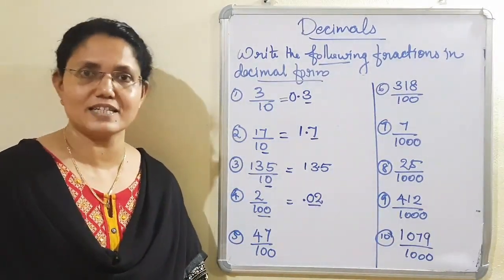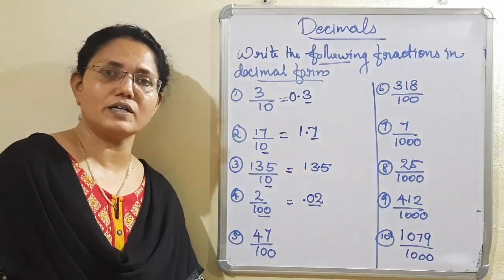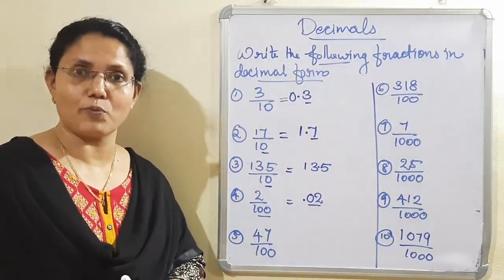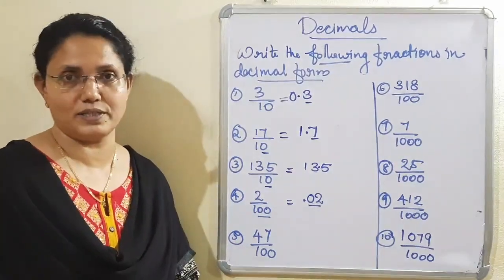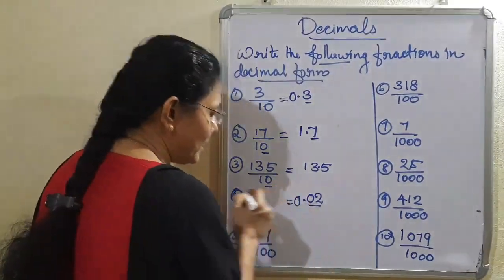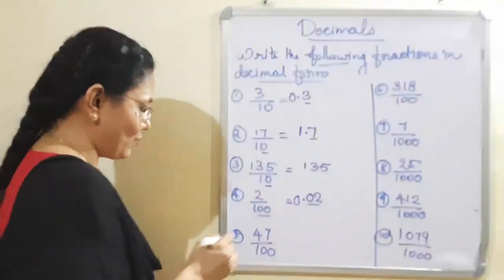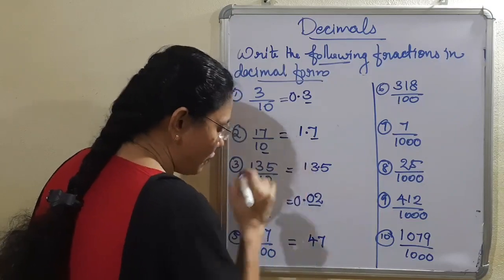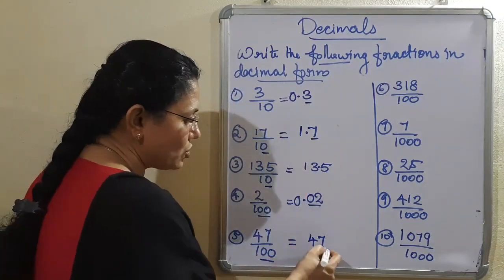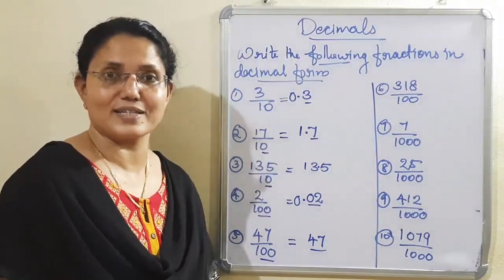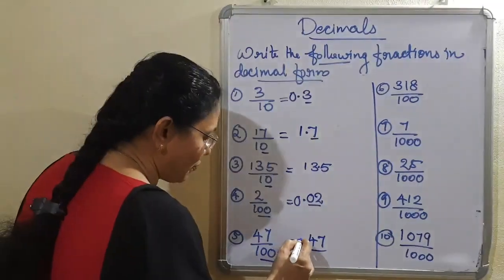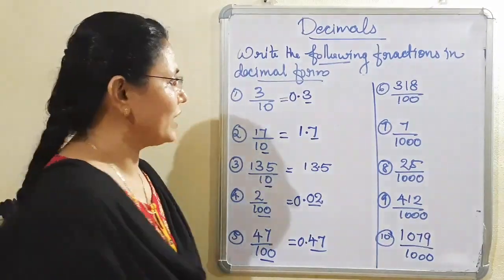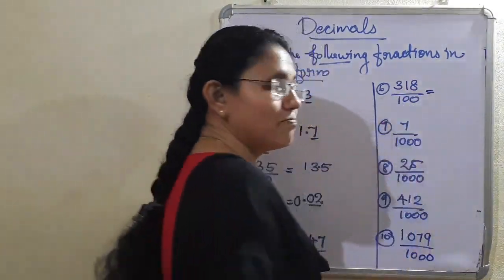Whenever you write a decimal number, a whole number part and a decimal part should be there. It is separated with a decimal point. These 3 parts should be there. Okay, so we must write here 0, 0.02. Next 47 by 100. First I am writing the numerator only, 47. Here 2 zeros, 2 places. Okay, then before this put the decimal point, whole number part 0, 0.47.